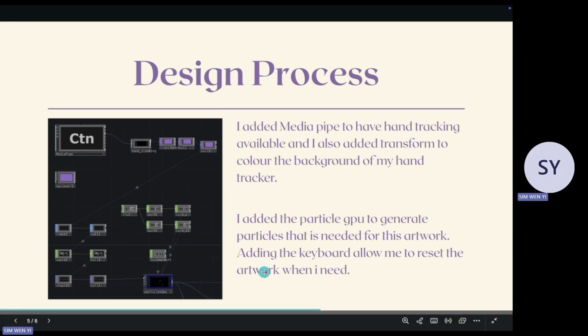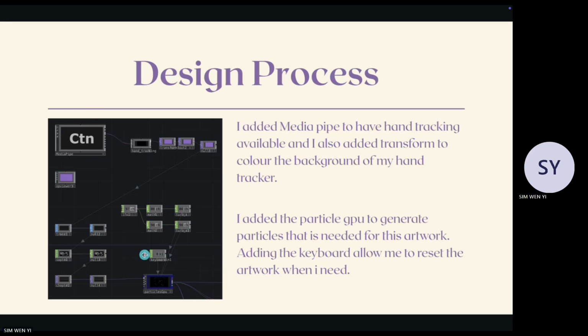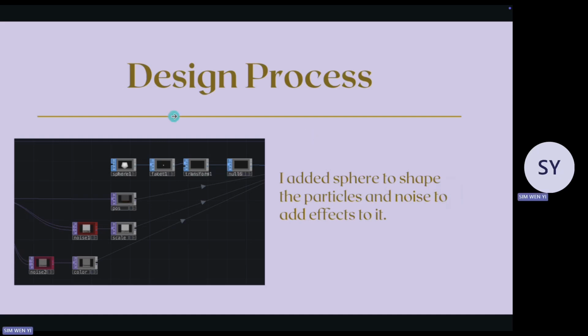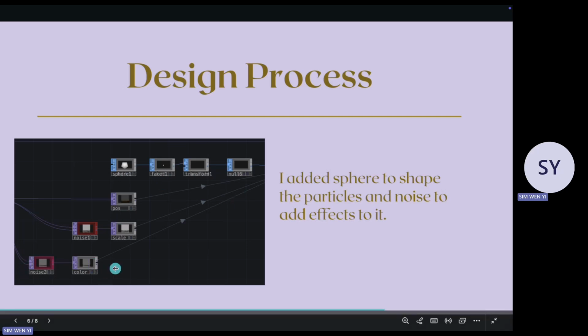I also added the keyboard to allow me to reset the artwork when I need it because since it's interactive, I'm basically dragging the particles around the artwork. So once it's full of the particles, I can reset it and draw whatever I want on it again. This is the sphere. I added it to shape the particles, and the noise is to add some effects to it.